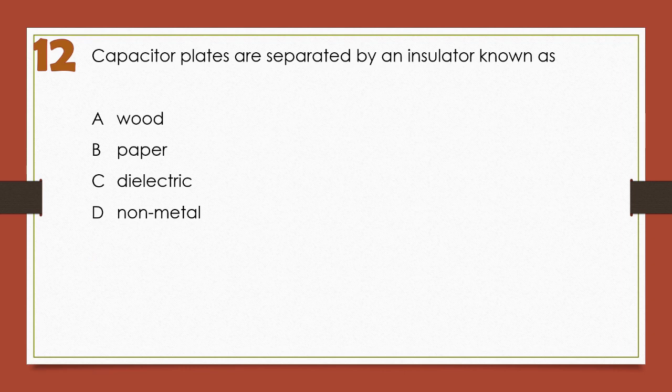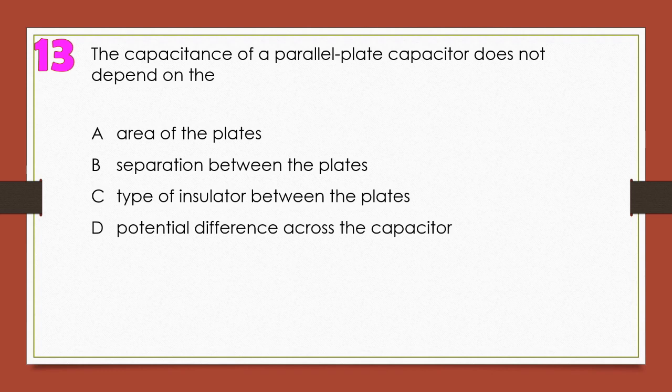Question number 12. Capacitor plates are separated by an insulator. So this insulator is known as dielectric. This is easy, right? Okay, question number 13. The capacitance of a parallel plate capacitor does not depend on... Of course, if you want to find the dependency, you need to refer to the equation C equals epsilon R, epsilon naught, A over d. The capacitance does not depend on the potential difference across the capacitor. Yes, referring to the equation.